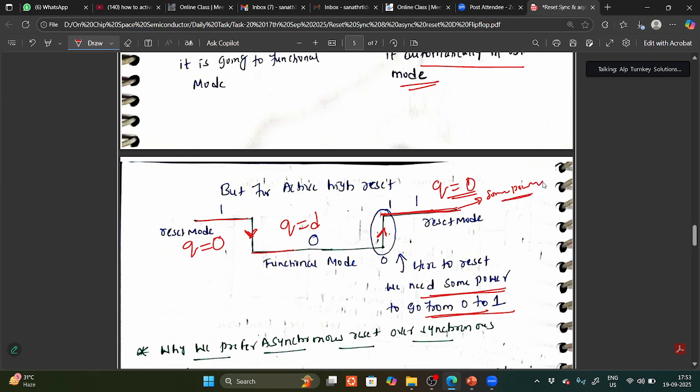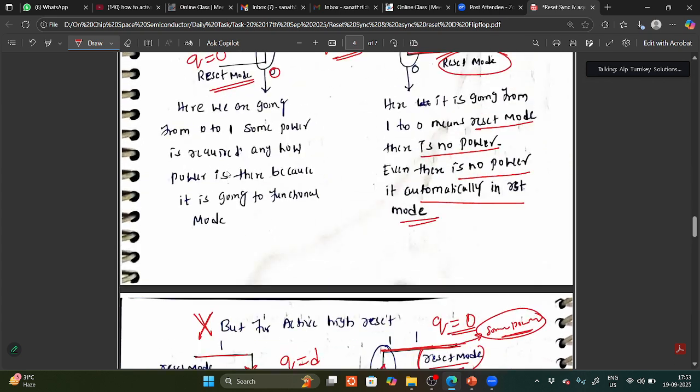So I am using that power. That means in VLSI we need to use low power. Why are we using power in the reset mode? It's not required, no. In order to operate this reset mode, we are applying extra power. So we are wasting the power to make that in reset mode. That is not required. That's why we will not prefer active high reset. We will prefer which reset?